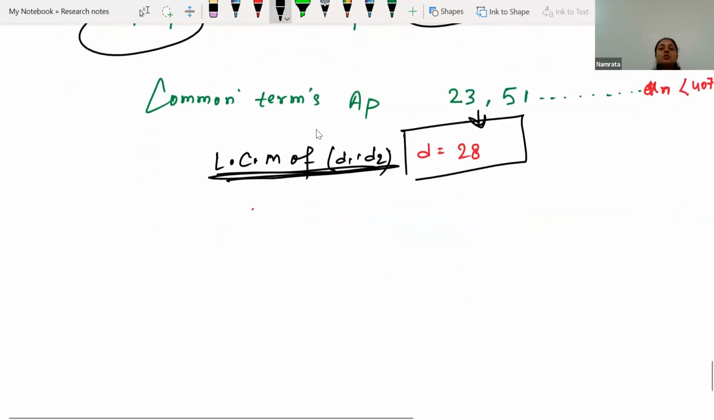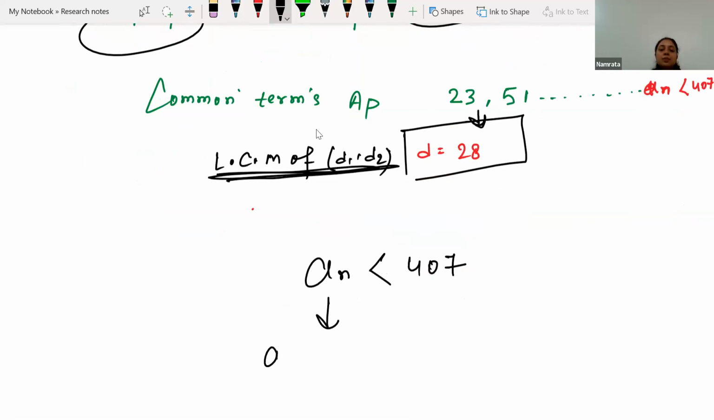Now, we know the common difference. We know the first term. And we also know the last term will be smaller than 407. We are saying AN will be smaller than 407. So here let's apply the formula of AN in an arithmetic sequence: A plus n minus 1 into D will be smaller than 407. We are making one inequality over here.